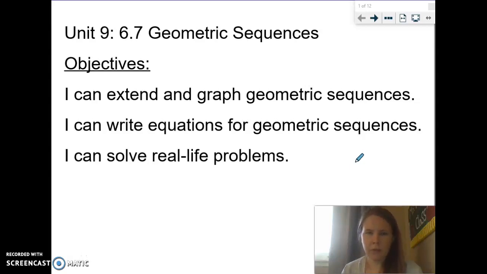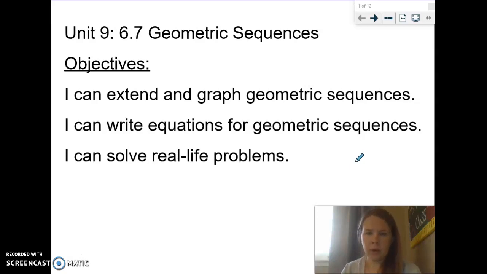So far in this unit we've been talking about exponent rules, and I had mentioned we were going to start talking about scientific notation. For some reason, I don't know why, this got mixed in with this unit, but we are going to start with these geometric sequences, and then from there we're going to start talking about scientific notation.